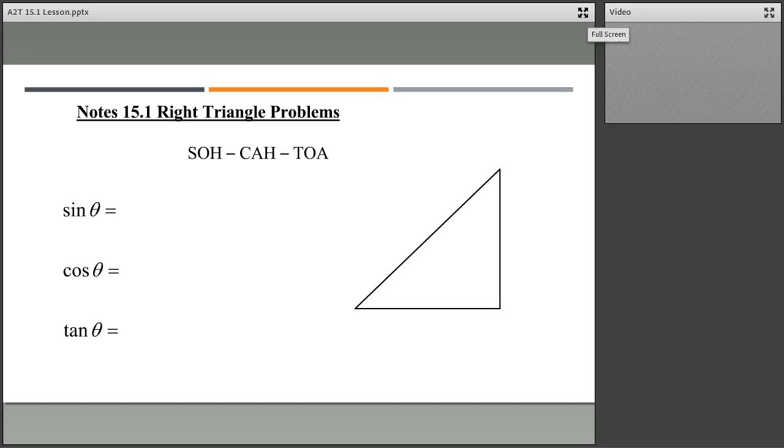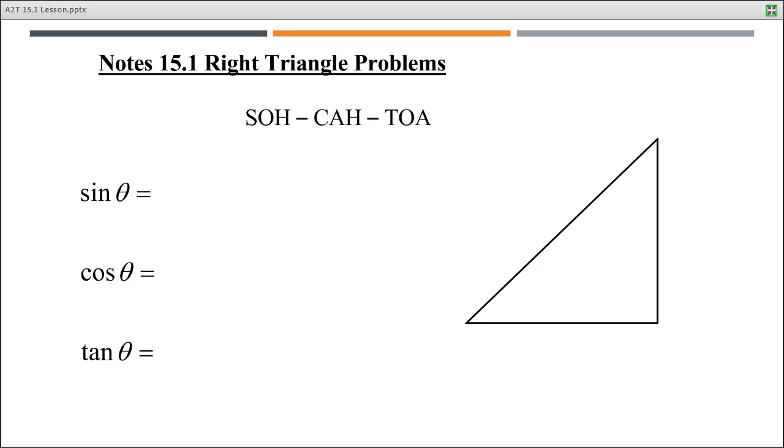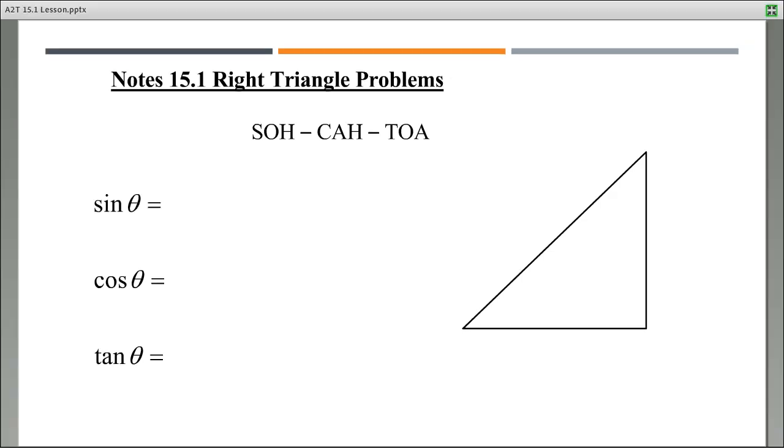Hi guys! All right, we are going to do section 15.1 today, which is right triangle problems. And this should all be review for you, which is fabulous. Yay! Okay, so right triangle. The right triangle means that one of our angles is 90 degrees. So we'll say it's that one.